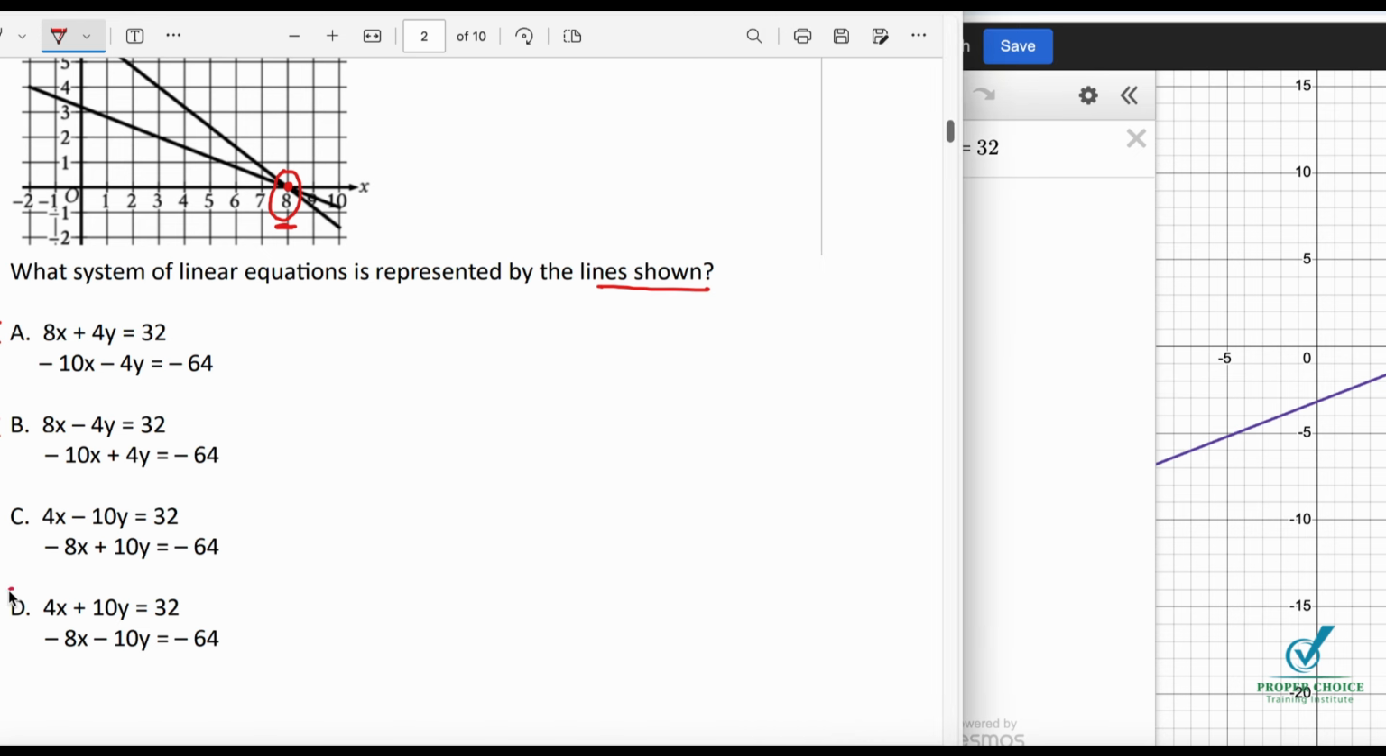Then the only option left is option D, so there's no need to check whether it is right or wrong. As long as three options are incorrect, 100% the fourth option has to be correct. There is always one correct option out of four, and we found it. So that's how questions can be asked.